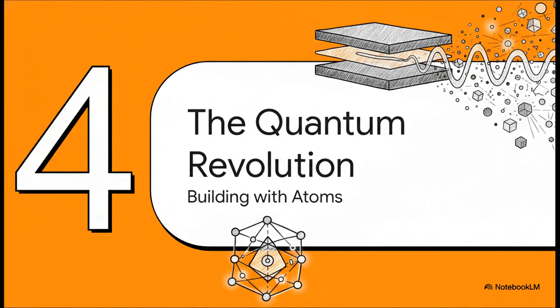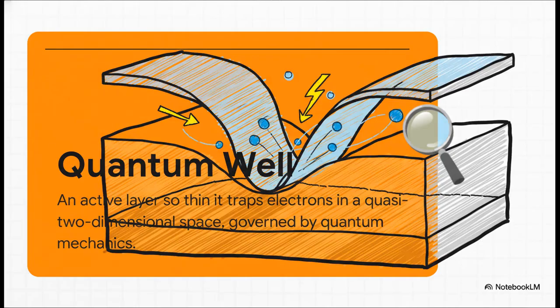They started shrinking that central layer down and down and down until it got so thin it entered the wonderfully weird world of quantum mechanics. And that brings us to the quantum well. Now, that active layer, that trap in the middle, is so incredibly thin, we're talking just a few atoms thick. It's practically a two-dimensional space. And when you confine an electron to a space that small, normal physics just breaks.